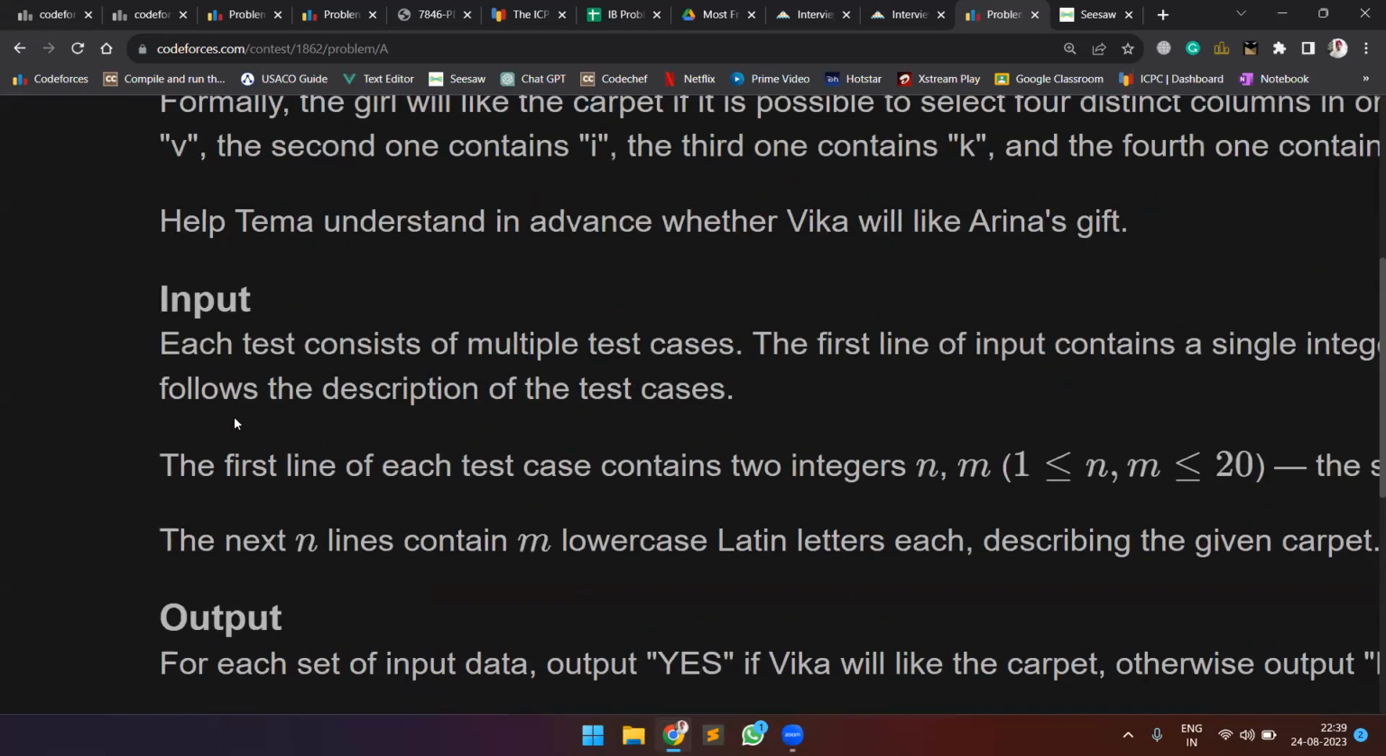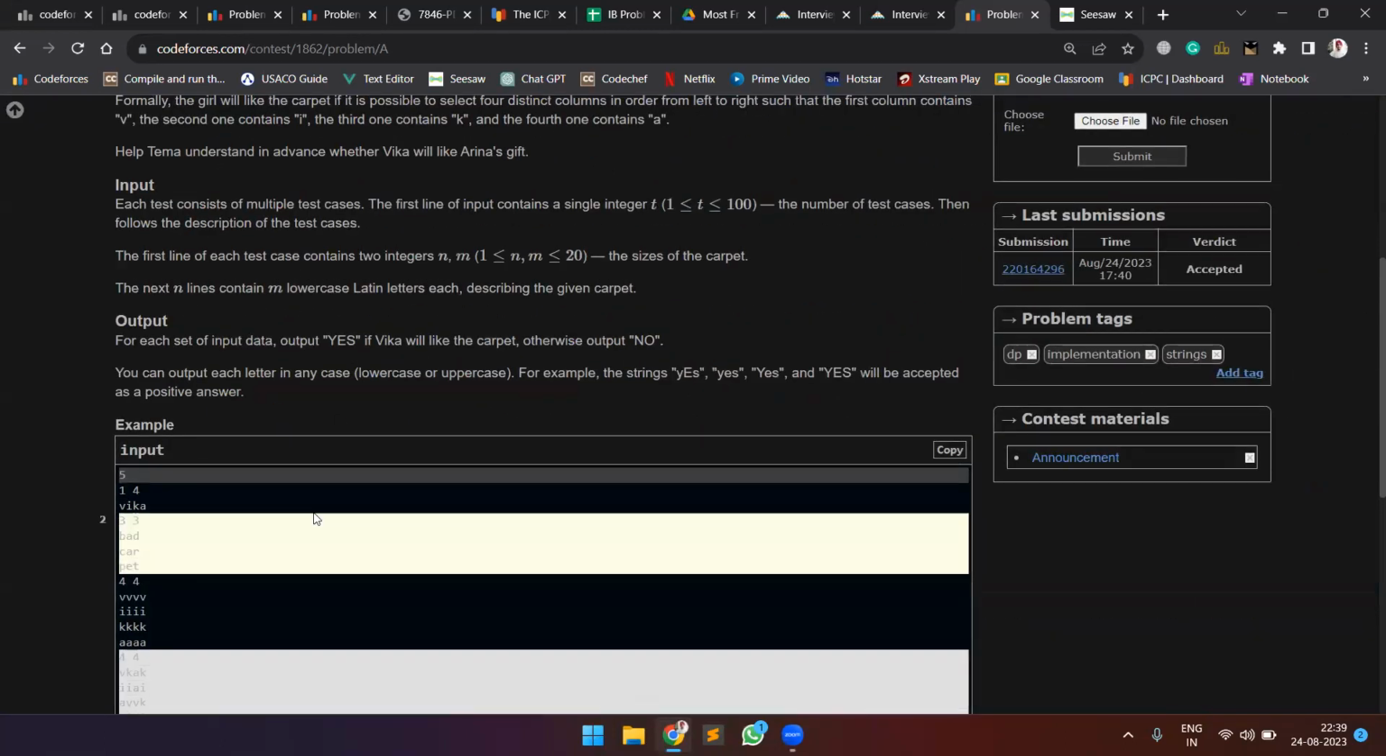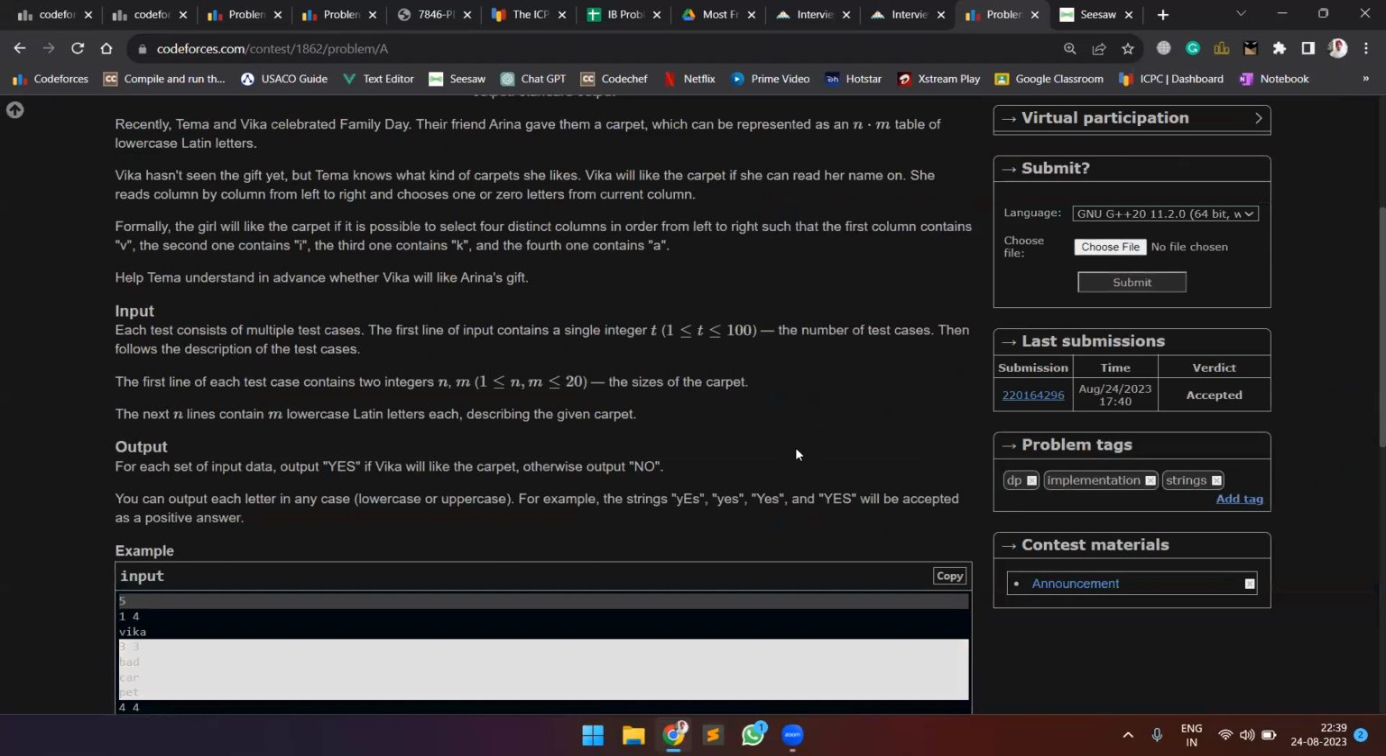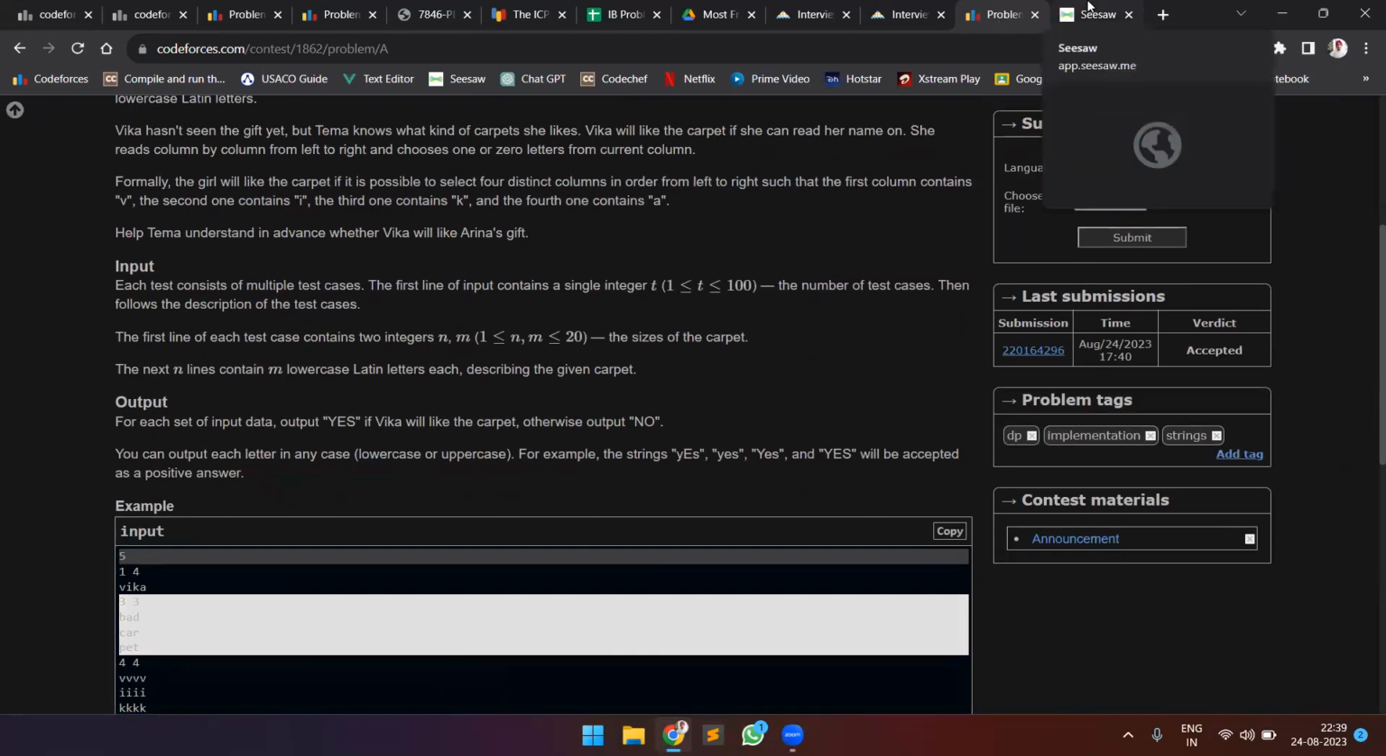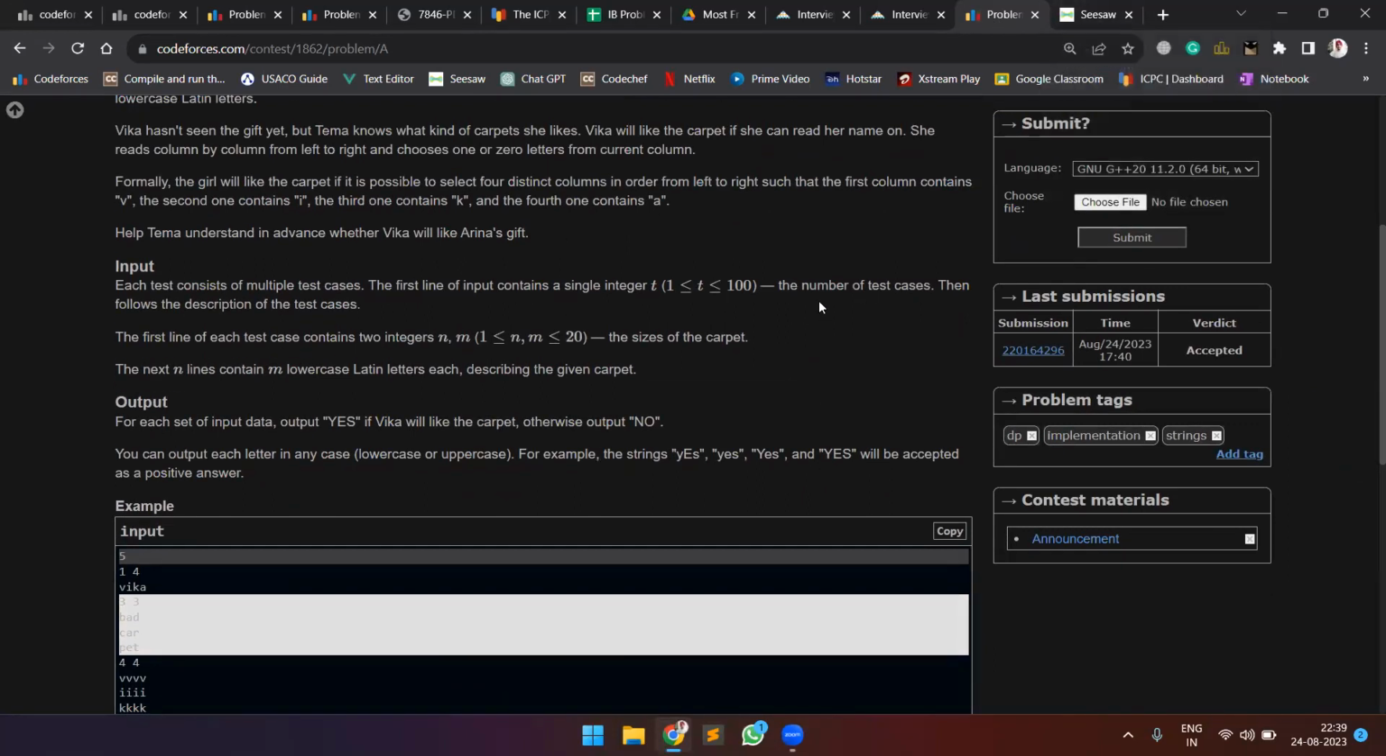So what would be the approach for this? If we are given an n by m grid of characters, what can we do here? Basically, the approach would be simple, greedy. We'll select the first possible. Check the first column, and check if there is a V there, right? And after we get a V, after that we have to check for I, after that we have to check for K, after that we have to check for A.